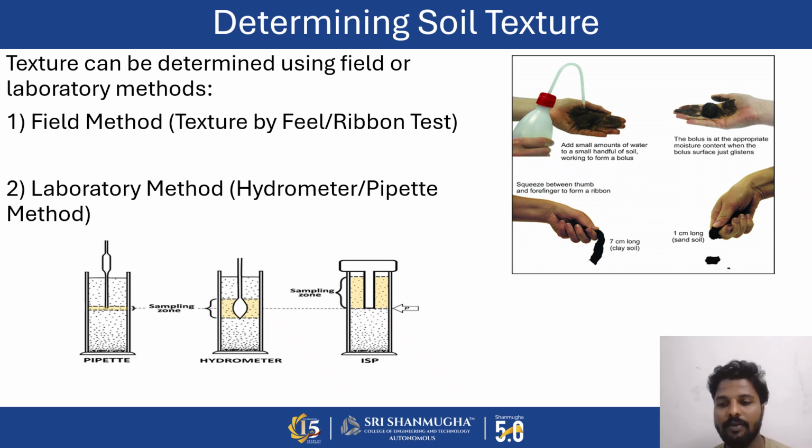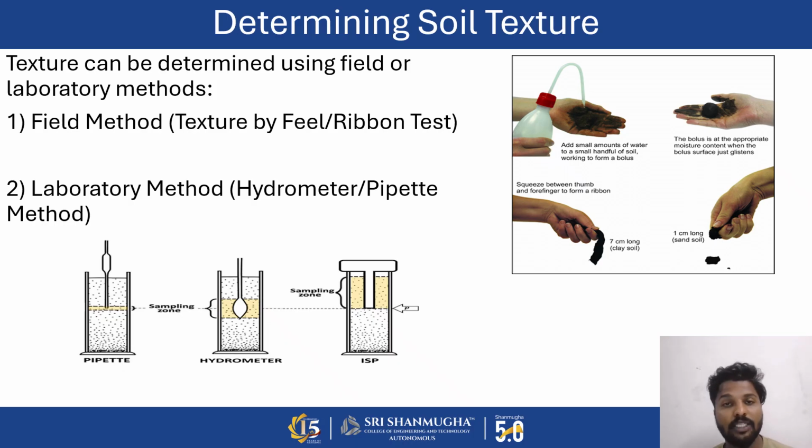So in this slide, we are going to see the determination methods used to find out the soil texture, using field and laboratory methods. So the texture can be determined using field and laboratory methods. The first one is the field method, that is texture found by the field or ribbon test, and in the laboratory method we are using the hydrometer and pipette method.